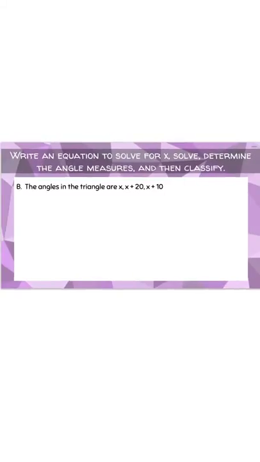Write an equation to solve for x, solve it, determine the angle measures, and then classify. The angles in the triangle are x, x plus 20, and x plus 10. Remember that all of these add up to equal 180 degrees. So we can add x plus 20 plus x plus 10 to find the angle measures.